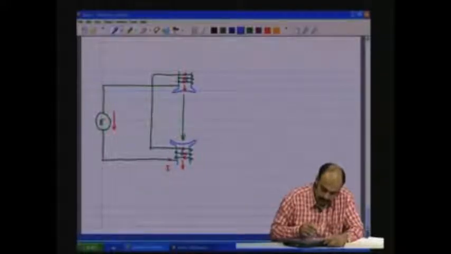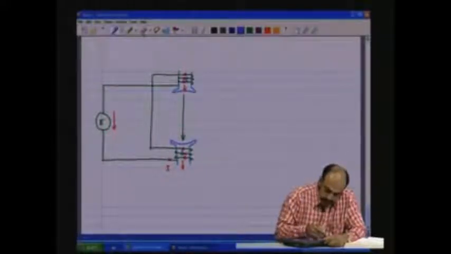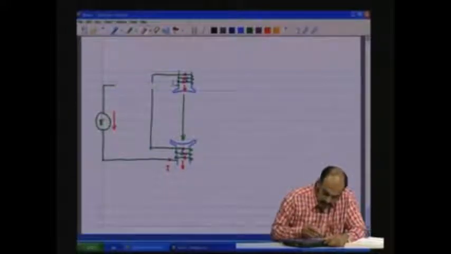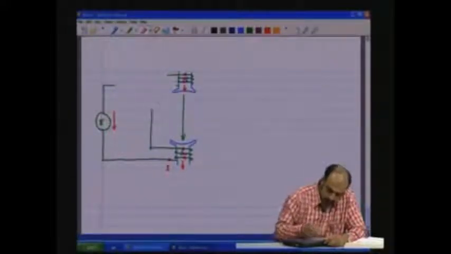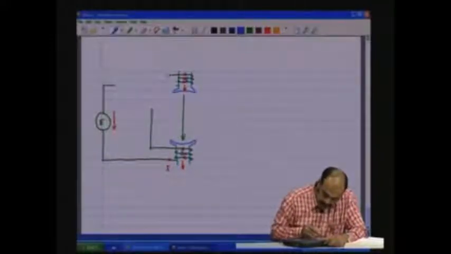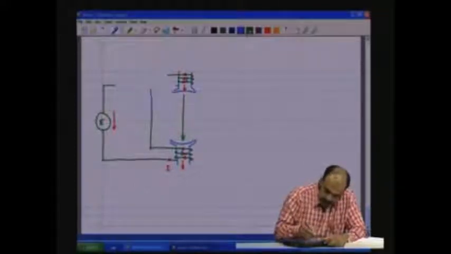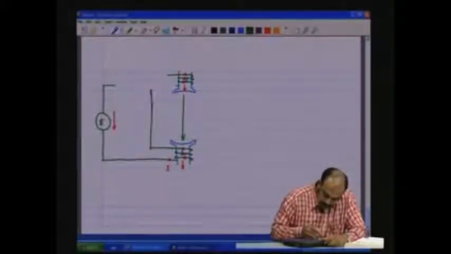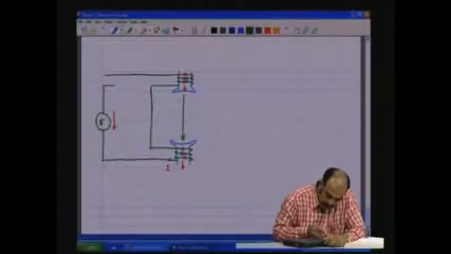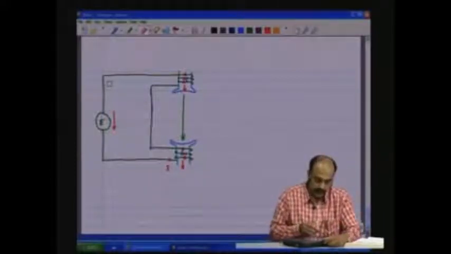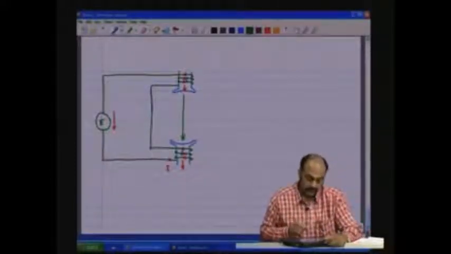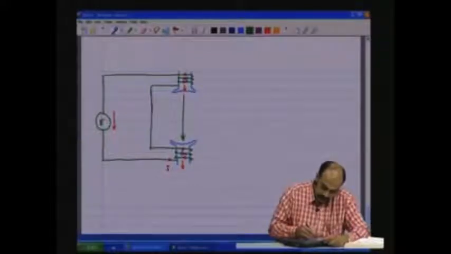It comes in this fashion, sorry, a slight error in the connection here. So, the current flows in this direction, then gets connected here, flows through the coil in this direction, and then comes out here. So, we have now a field in this direction.